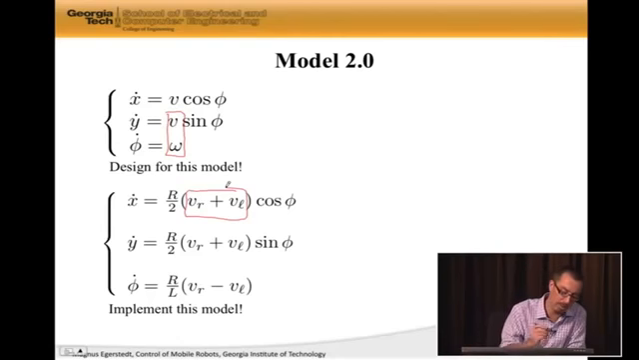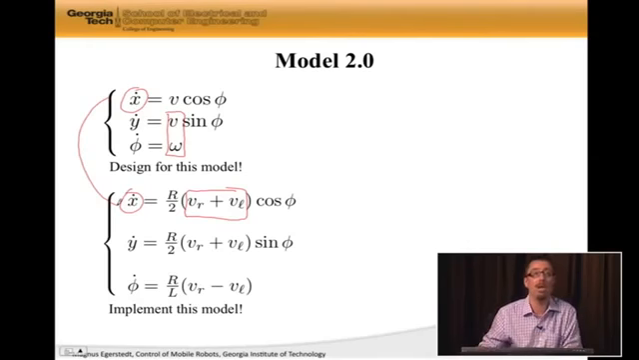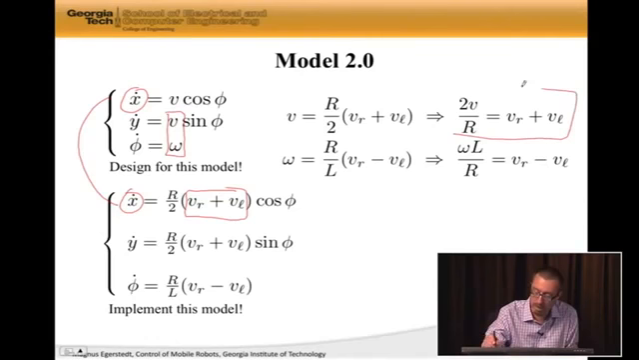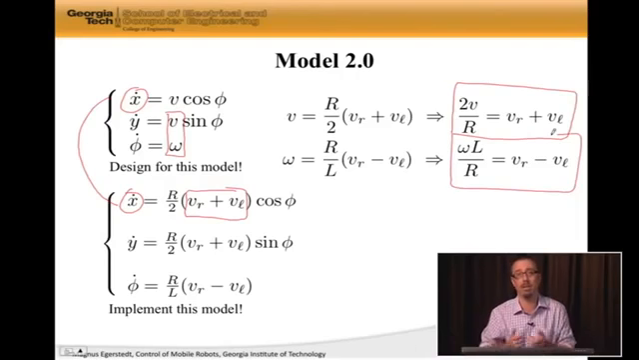Well, the trick to doing that is to find out that this x dot is the same as this x dot, right? They're the same thing. This y dot is the same as the other y dot. So if we just identify the two x dots together, then divide by cosine phi, we actually get that the velocity, v, is simply r over 2 times (v sub r plus v sub l), or 2v over r is v_r plus v_l. So this is an equation that connects v, which is the translational velocity or the speed, to these real velocities. And we do the same thing for omega. We get this equation. So omega l over r is v_r minus v_l.